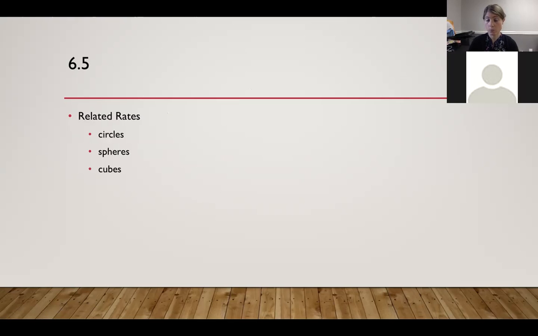6.5 had more word problems in the form of related rates problems. However, all the related rates problems that we did together and that you see in your homework are of the geometric sort. You're going to have circles, spheres, cubes, and that's really it. So you need to make sure you're familiar with the formulas that you need for the area of a circle, the volume of a sphere, and the volume of a cube. I think you have practice of each of those types in the 6.5 homework. And again, those are the ones that I'm going to restrict it to on the test.